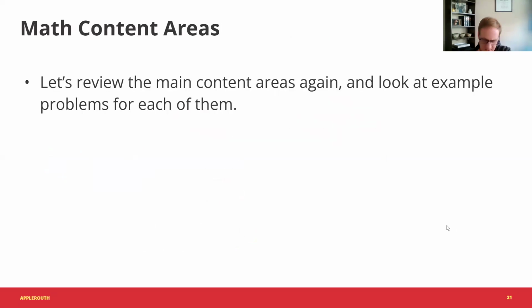So let's look at those content areas, the basic and advanced algebra, the stats and the geometry and trig, and we'll look at some examples for each. I'm not going to do them all, but just give some food for thought and some strategies. And if you have questions, we could probably get back to them at the end.